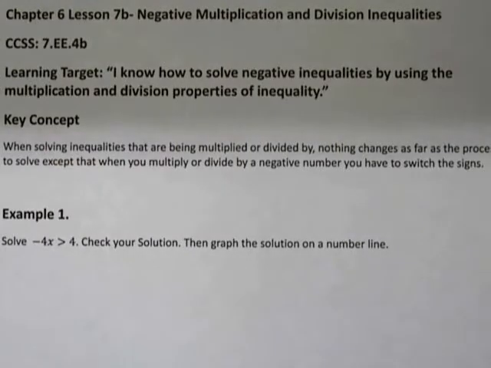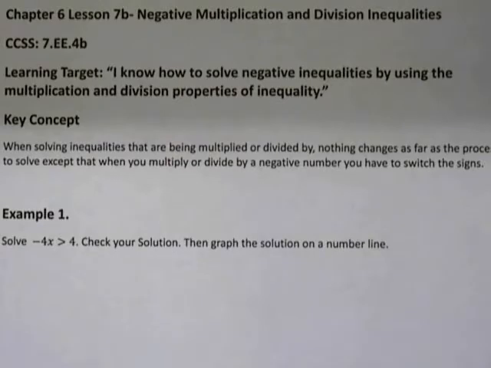Chapter 6, Lesson 7b. This is about negative multiplication and division inequalities. Your learning target is that I know how to solve negative inequalities by using the multiplication and division properties of inequality. Yesterday, if you'll remember, we did the exact same thing as far as solving inequalities where they were multiplying or dividing. However, those were positive numbers. These are going to be negative numbers, and the process shifts up just a little bit. So your learning target is I know how to solve negative inequalities by using the multiplication and division properties of inequality.